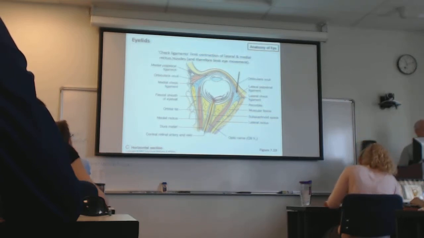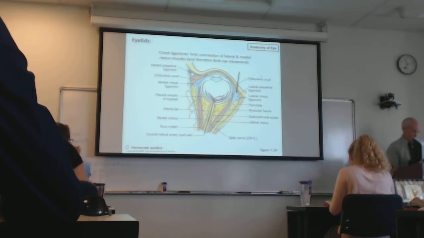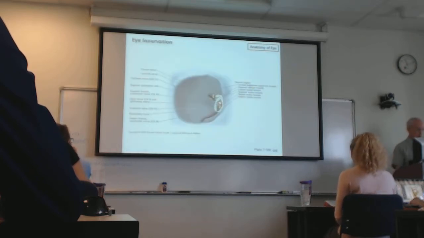There's several check ligaments that inhibit excess movement of the eye, especially in the lateral and medial direction, that limit the contraction of the lateral and medial rectus muscles. And once again, that common tendinous ring back here for both neuro and muscular structures.